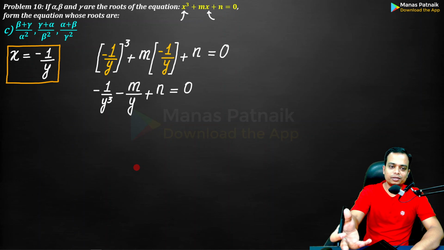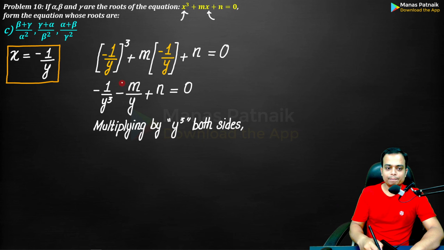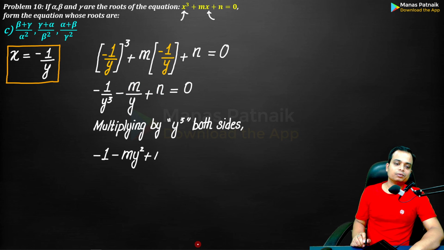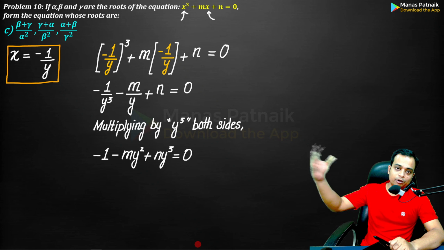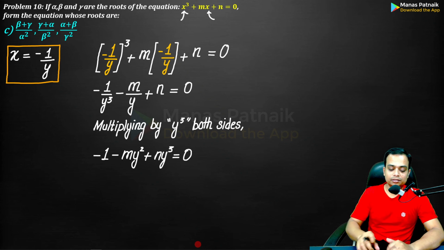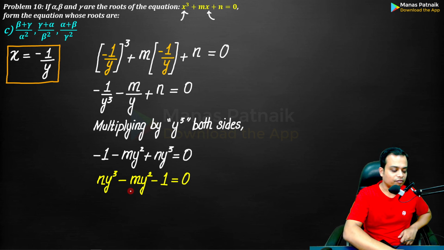Take the LCM, your choice, or multiply by y cube both the sides. Just do it. Minus 1 minus y square plus ny cube is equal to 0. Okay. So get into this habit of writing the higher orders first and then the lower orders. So ny cube minus my square minus 1 is equal to 0. That is your final answer.